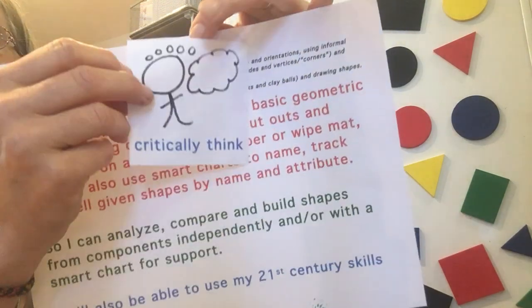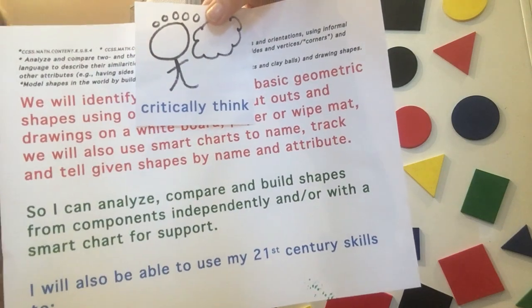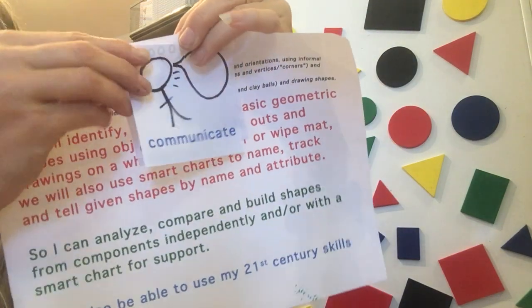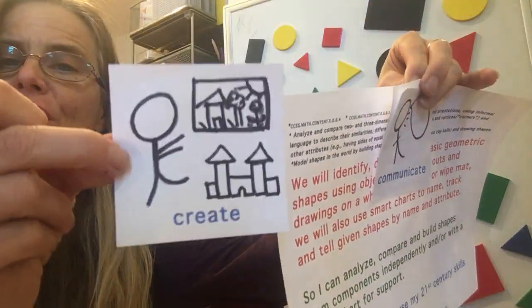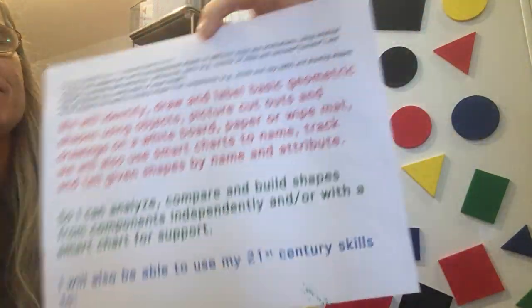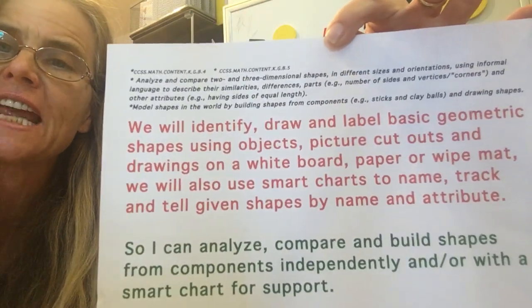First one is to critically think. Second one is to communicate that thinking. And today we're adding create. And we're looking at the California Math Standards focusing on shape.